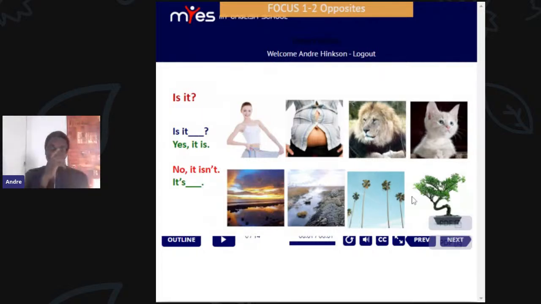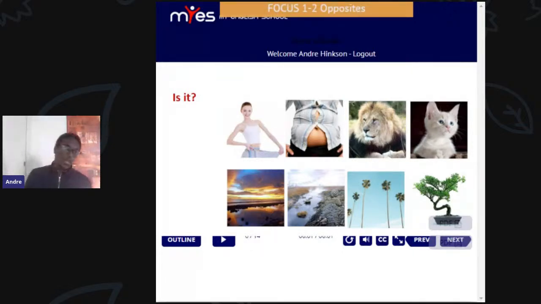Now let's look at the last two pictures. So first one, we have trees, we have palm trees. And here we have the opposites, tall or short, the adjectives. So the next picture with the palm trees, would you use tall or would you use short? In this case, we use tall. The palms are tall.